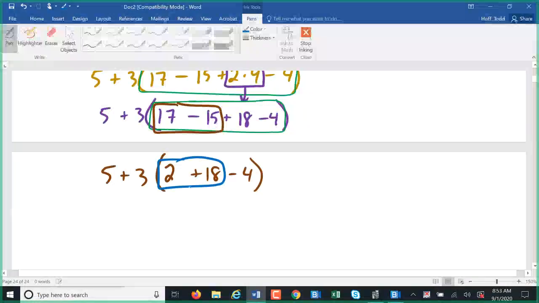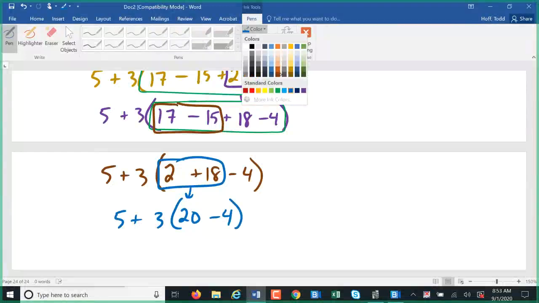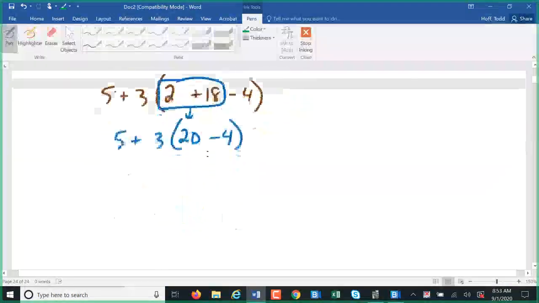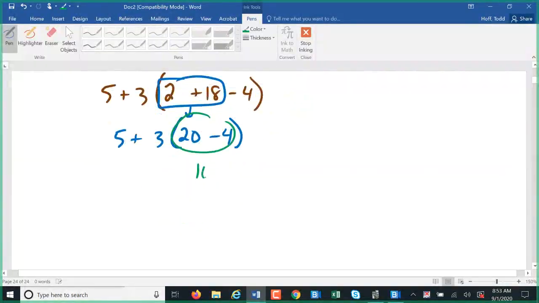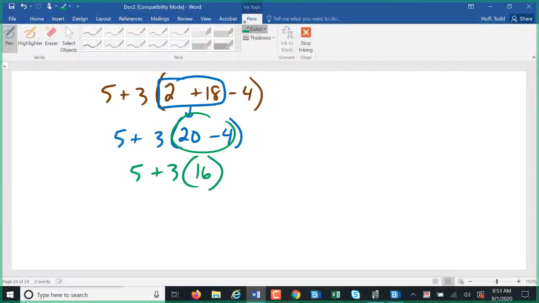We have the 2 plus 18, which is 20. And then the 20 minus 4, which is 16. Now we have reduced what's inside that parentheses to a single number. And anytime we have reduced what's in an enclosing symbol to a single number, we are at a spot where we might be able to get rid of the enclosing symbol.